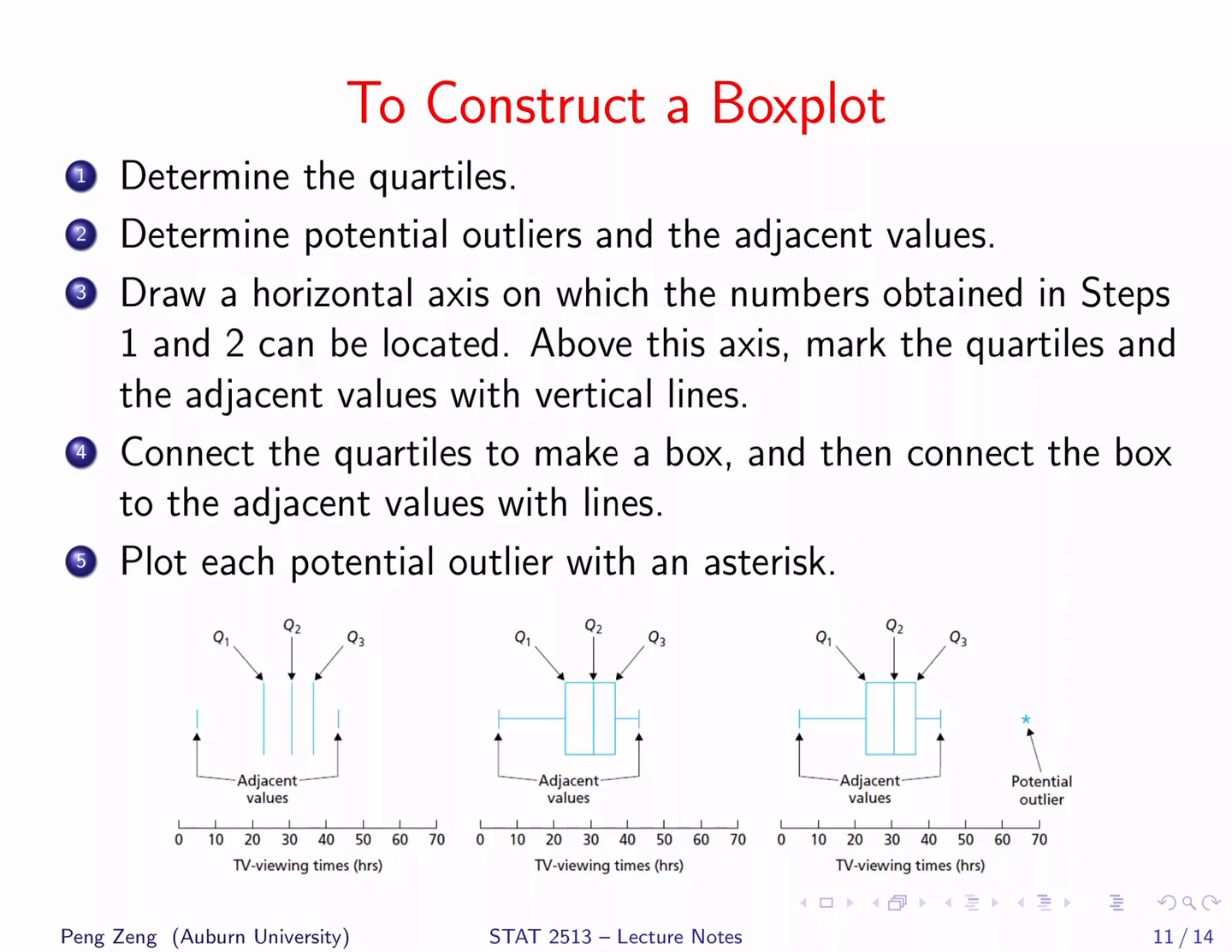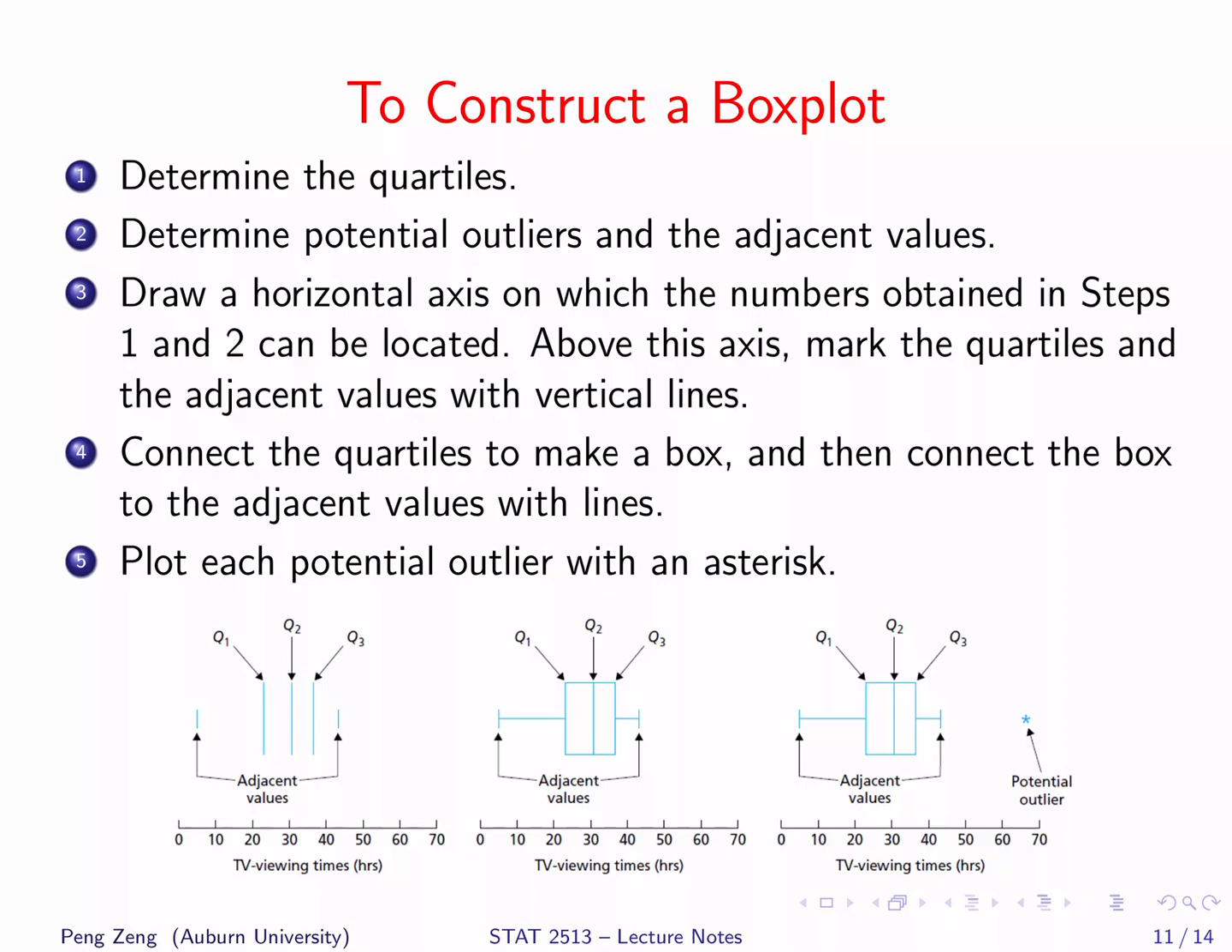This slide explains the steps to construct a box plot. Firstly, we need to determine all values, including the quartiles, the potential outliers and the adjacent values. Then, we first draw lines at the location of Q1, Q2, Q3, and two adjacent values. At the end of this step, you will get the first plot at the bottom.